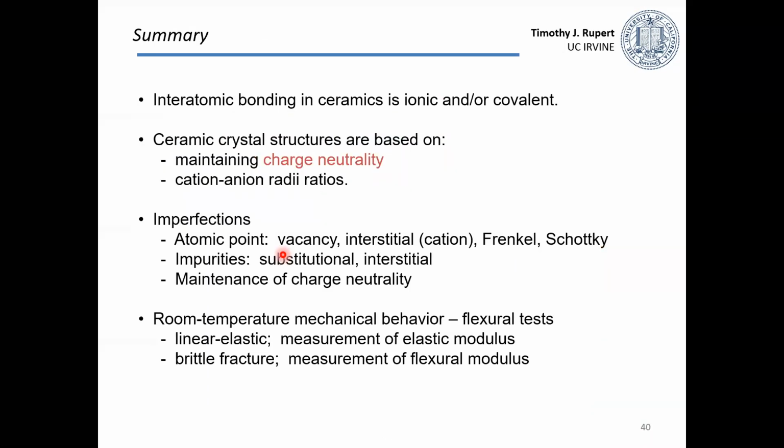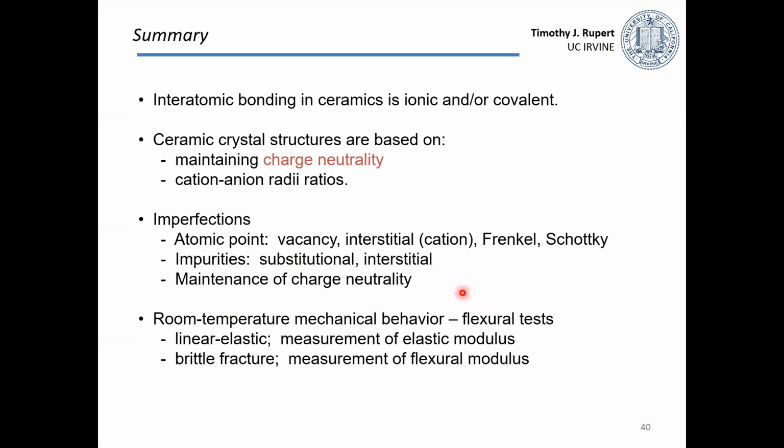So just in summary, these ceramics we talked about can have either ionic or covalent bonds. Usually we can figure out which one dominates by the electronegativity of the 2 elements we're putting in. The crystal structures are generally based on maintaining charge neutrality and also the cation-anion radius. But remember, we did see that in that zinc blende example, it doesn't always hold. So we need to be aware of some exceptions.